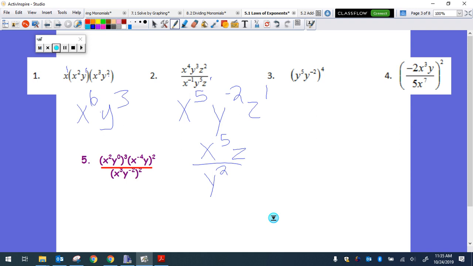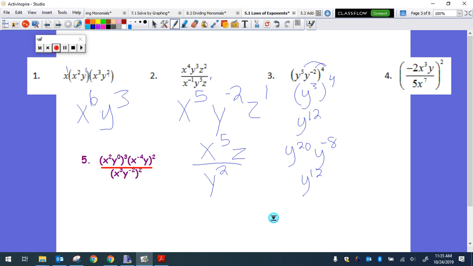Number 3, there's a couple ways you could do it. You're going to combine these in the middle. In the middle, if you added those, you'd get y to the 3rd, and then it'd be to the 4th. And then 3 times 4 is 12. You could also multiply that, so you would get y to the 20th and y to the negative 8. And then again, you can add those and get y to the 12th. So it doesn't matter which way you do it, which step you do first, you'll still get the same answer.